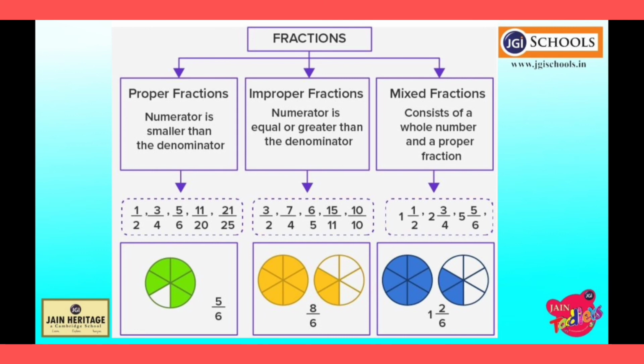Now, next is what are the different more types of fractions. First is proper, improper and mixed one. Proper fractions are where the numerator is smaller than the denominator. Improper, numerator is greater than denominator, and mixed consists of a whole number and a proper fraction.